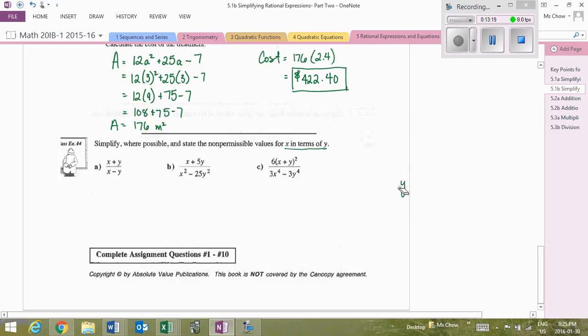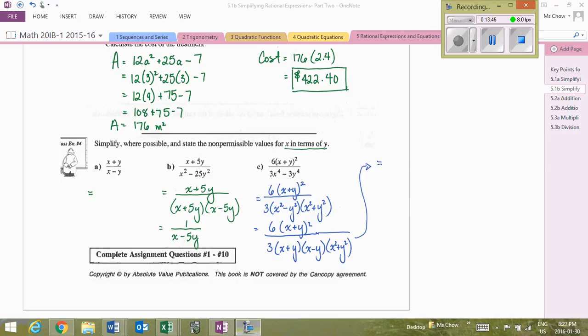Okay, so how do we figure that out? Of course, we need to factor first, and then we can always take the time to do the inequalities, or the not equal for each of those factors. Okay, so let's take a moment, hit pause, and go through the factoring, and come back, and I'll go through the non-permissible values with you.